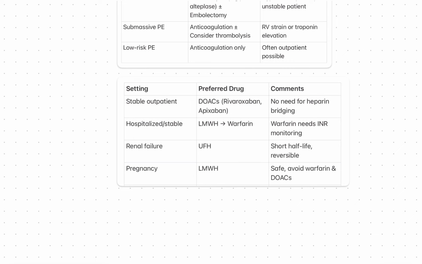Next, in cases of stable outpatients, rivaroxaban and apixaban can be given. We don't need to give any bridging heparin therapy. In hospitalized and stable patients, low molecular weight heparin, then warfarin can be given. For warfarin, we have to do INR monitoring. Next, for renal failure, we should give unfractionated heparin because it has a short half-life and it is reversible. And in pregnancy, we should give low molecular weight heparin and avoid warfarin, rivaroxaban and apixaban, because low molecular weight heparin is safe in pregnancy, so we can give this drug.